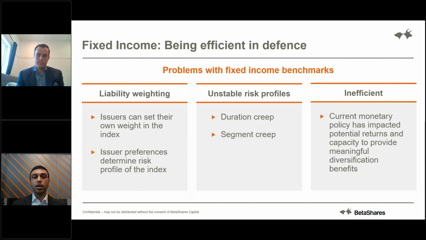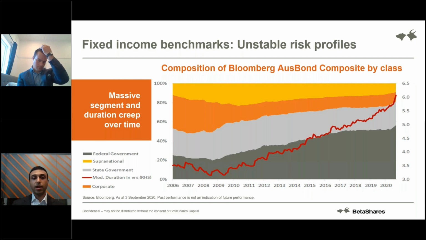And finally, liability weighting can also result in very inefficient building blocks within the broader index. So on the next slide, the visual here shows how the broad Australian investment grade universe has evolved over time. And one key development has been the big lengthening of duration over the past 12 years, increasing from around 3 years during the GFC to over 6 years today.